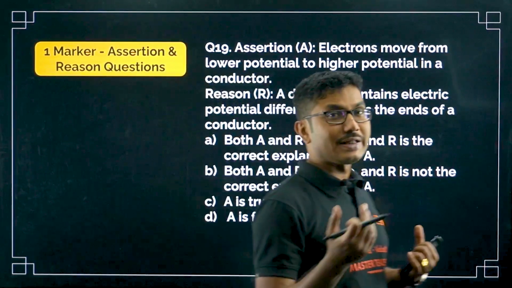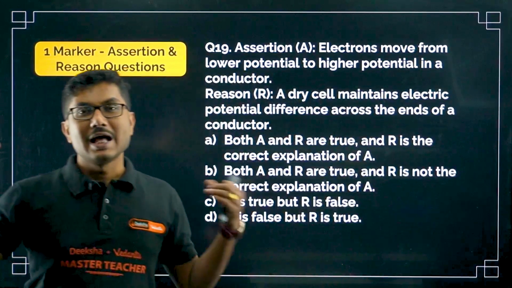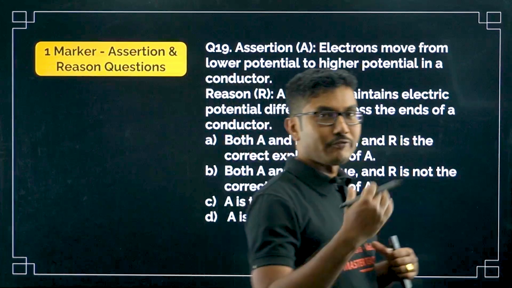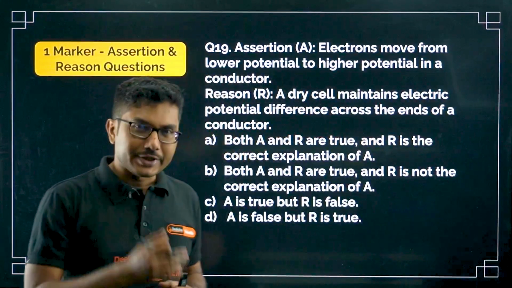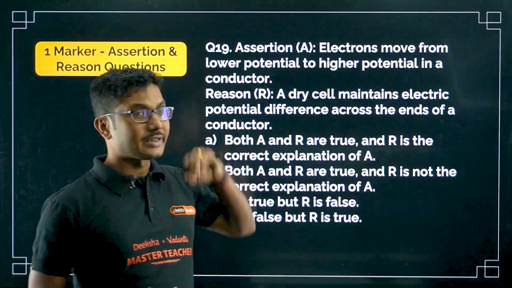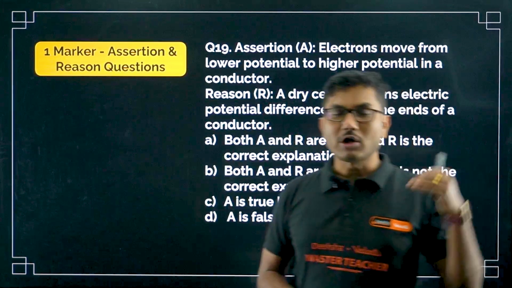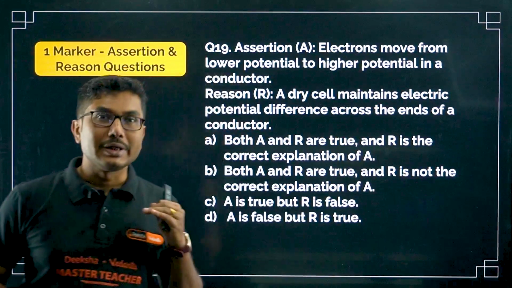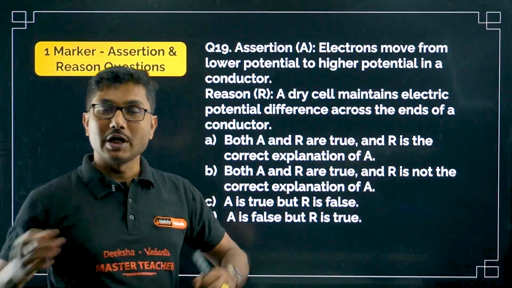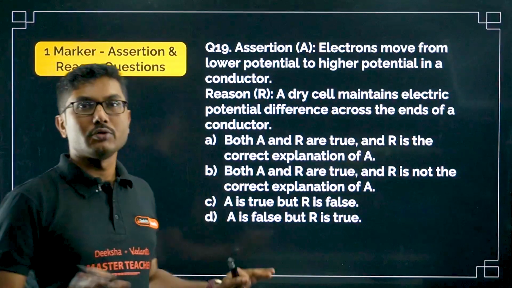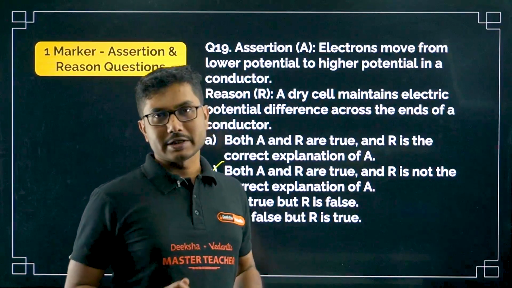If you say that a current is maintained in a circuit and the dry cell maintains the potential difference, then you can relate it to Ohm's law, V equals IR. If V is constant, then definitely I will be constant, as the resistance of the circuit is constant. In that case you can say the reason is the explanation of the assertion, but they are not talking about current in the assertion, they are talking about electrons. Electrons move from lower to higher potential because of their property and nothing to do with the cell. So both statements are correct and R is not the correct explanation.